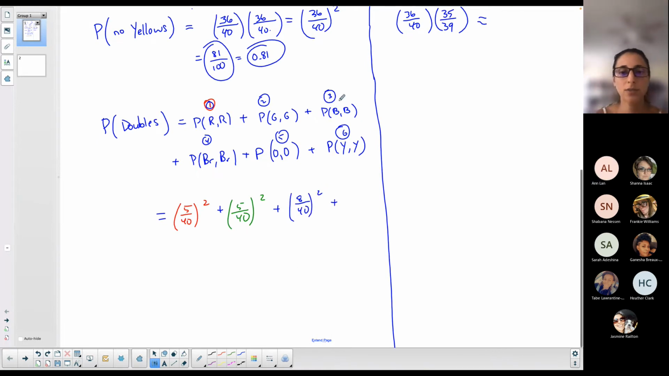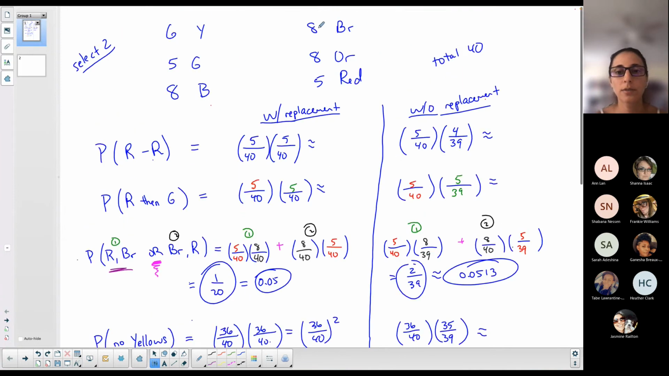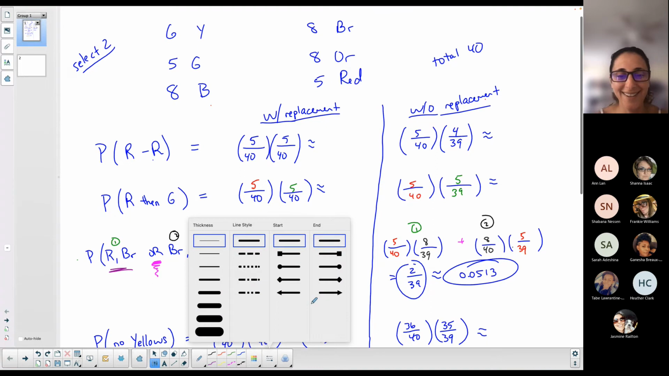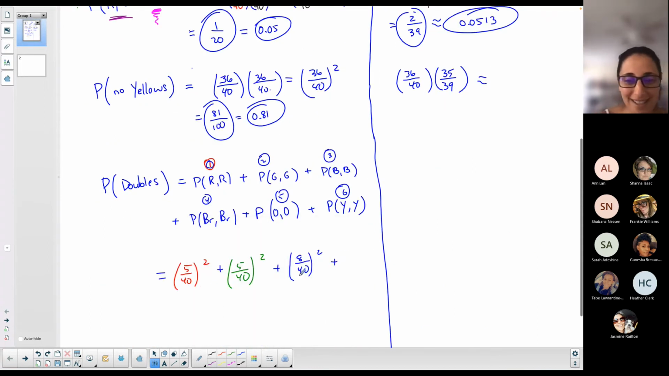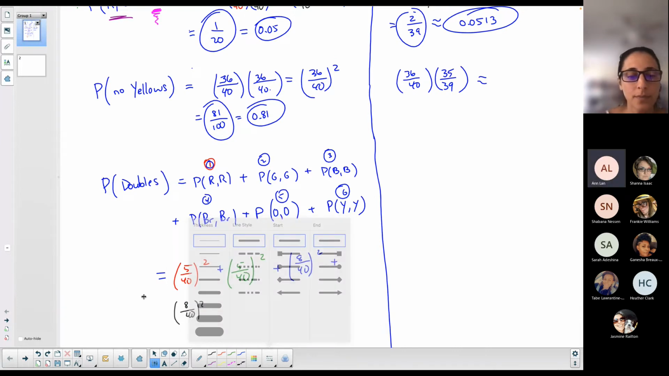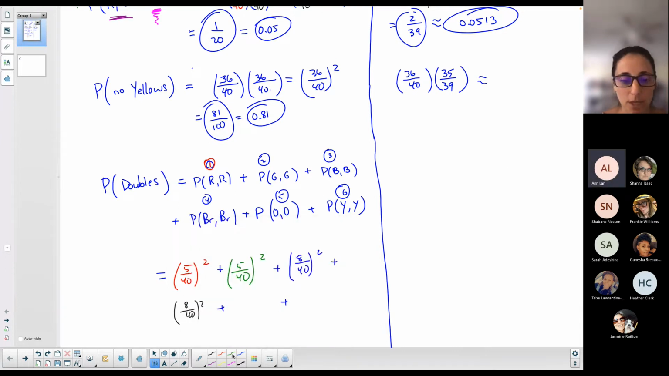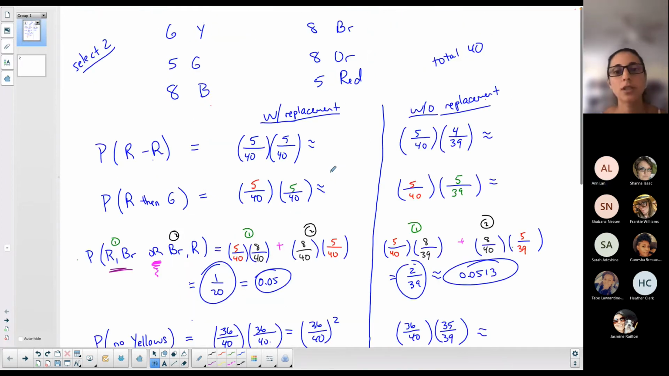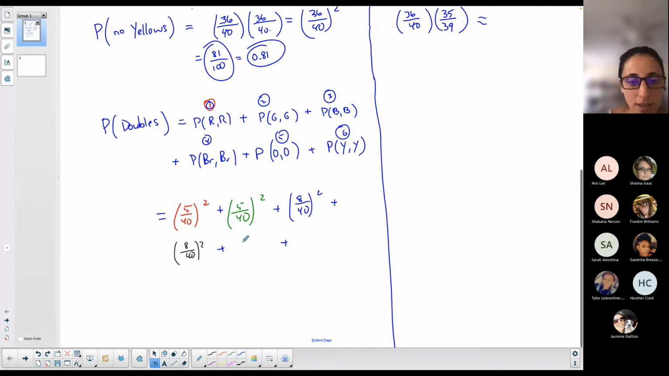Okay, what was the next one? Brown. How many browns? 8. 8 browns. I'm trying to color coordinate too. Put it down here. 8 out of 40, squared. Orange is next. How many oranges? 8 again. I don't know why I have so many of the same numbers.